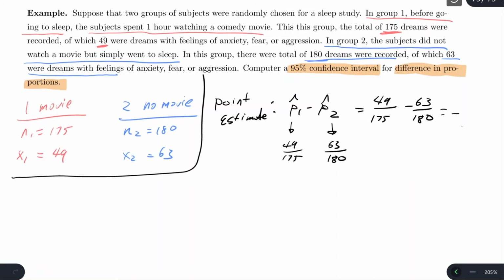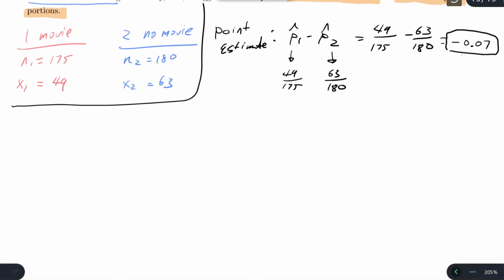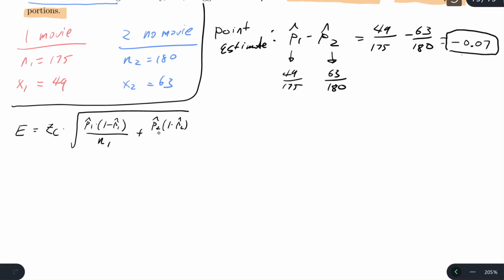Then this should give us negative 0.07. So this is the point estimate. From here, we add and subtract the margin of error. So let's find the margin of error. Margin of error is z sub c, the critical value, times the square root of p hat 1 times 1 minus p hat 1, divided by sample size 1, plus p hat 2 times 1 minus p hat 2 divided by sample size 2. Square root the entire thing, then multiply.